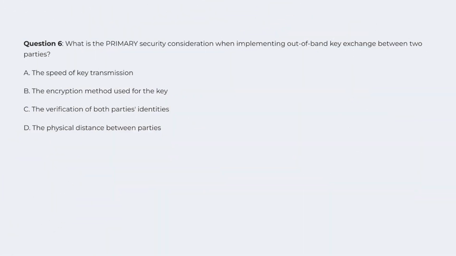Question 6. What is the primary security consideration when implementing out-of-band key exchange between two parties? A. The speed of key transmission. B. The encryption method used for the key. C. The verification of both parties' identities. D. The physical distance between parties.